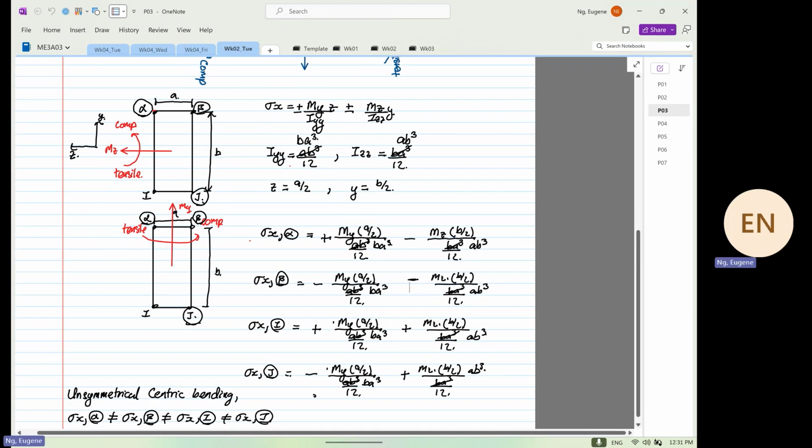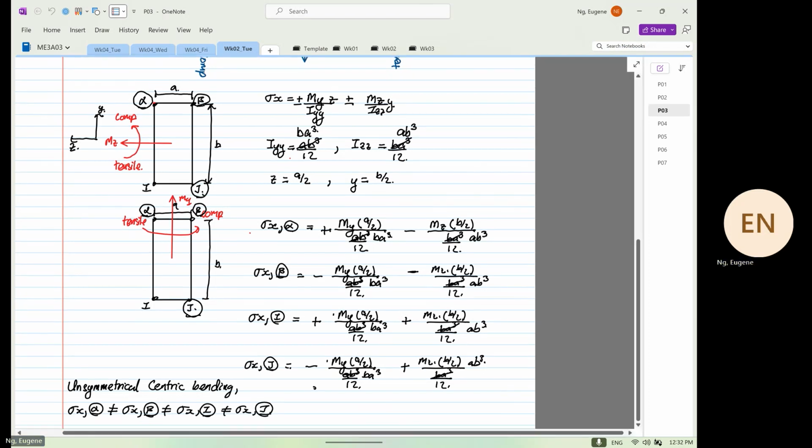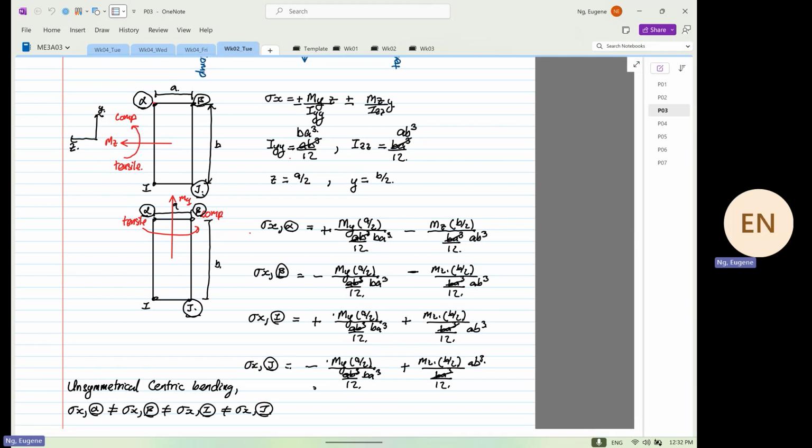I'd like you all to change this, please. Some students pointed out to me that Iyy is equal to BA³/12 and Izz is equal to, the width, this is the width, AB³/12. Can you make those changes, please? Okay, so I made that mistake. I make the changes over here. I cancel them. Okay, so that's where we were before.